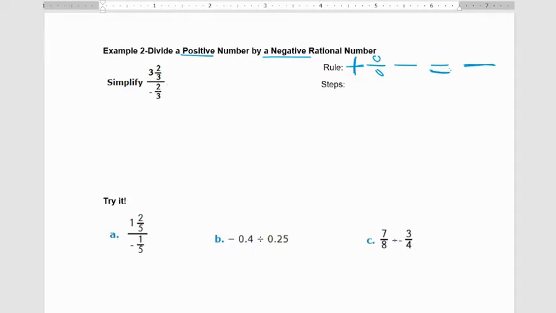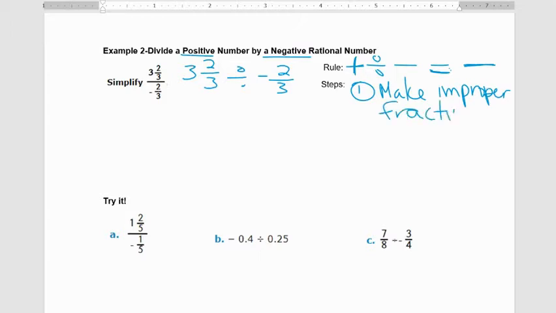All right, your steps. This one is the complex fraction, where you have a fraction over a fraction. So this is just saying 3 2/3 divided by negative 2/3. So I'm going to rewrite this as 3 2/3 divided by negative 2/3. So remember our first step, make improper. So step 1, I'm going to take that 3 2/3. 3 times 3 is 9, plus 2 is going to be 11 over 3 divided by a negative 2/3.